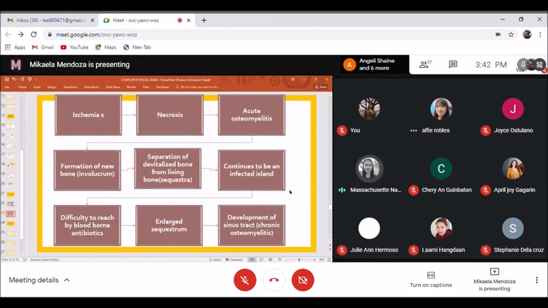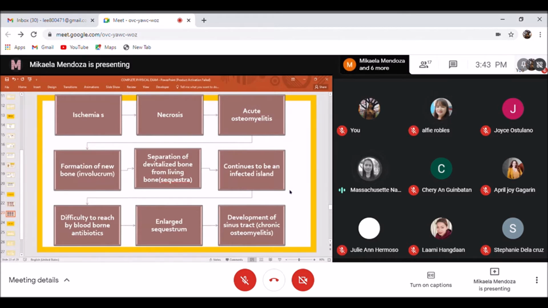Sometimes sequestra is called dead bone tissue, while the involucrum is the new bone that grows on the rotten, dead bone. From the rotten bone, new bone grew, so it is like it gave birth. The sequestra is the dead bone tissue. Okay, continue.